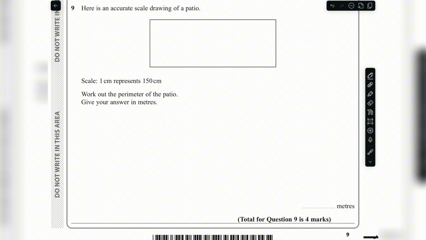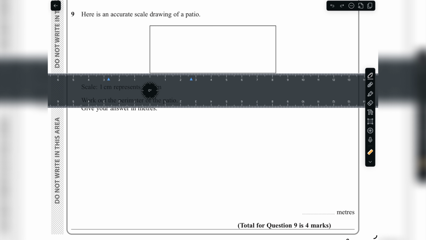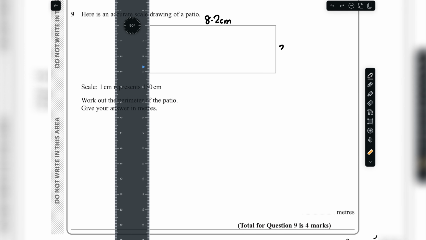In question 9, we are given an accurate scale drawing of a patio, and the scale is 1 centimeter represents 150 centimeters. Work out the perimeter of the patio. So when we measure the length of this patio, we get a value of about 8.2 centimeters. And when we measure the width, we get a value of 3.1 centimeters.